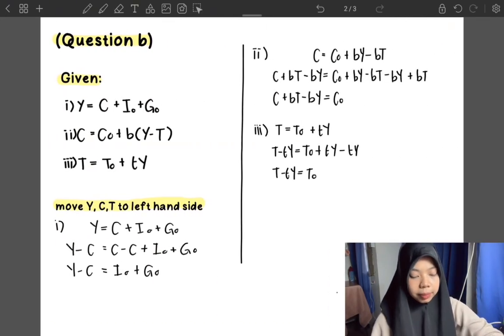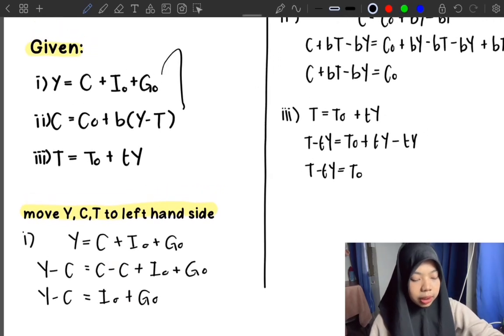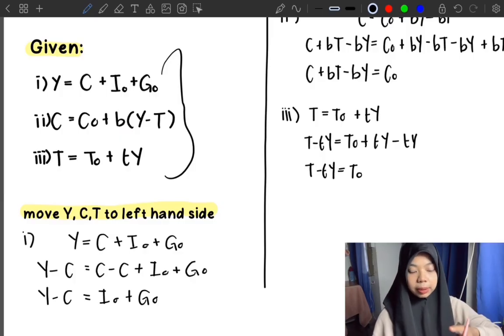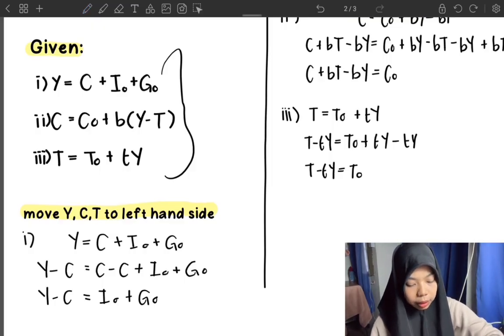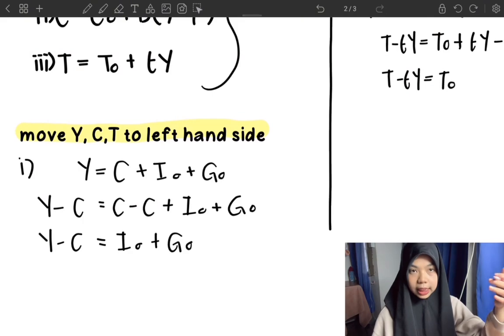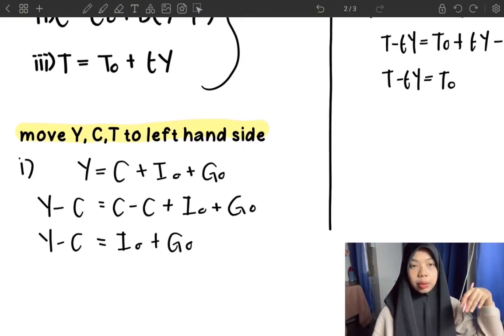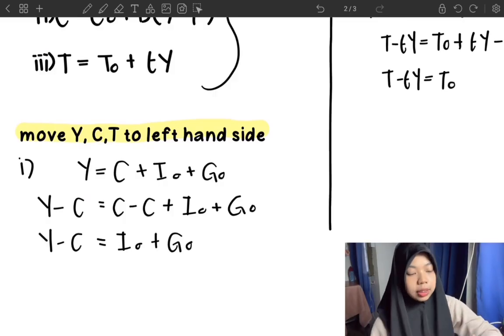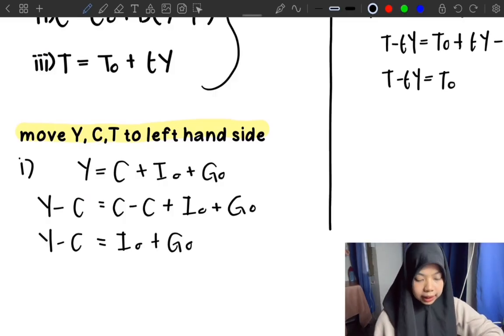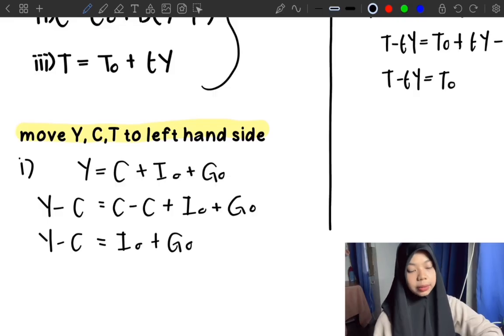For question B, we know that these three equations we already did in question A. So what do we need to do in question B? We need to move y, c, and t to the left hand side. So for the first equation, we have y equal to c plus I naught plus g naught. So we need to eliminate c on the right hand side, so we need to minus c on both sides. So we have y minus c equal to I naught plus g naught.